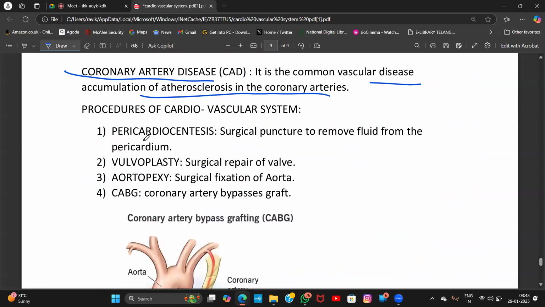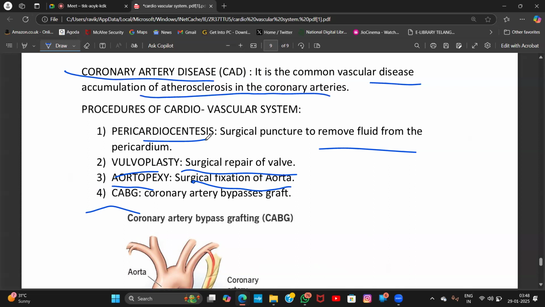Next one. Pericardiocentesis. What is meant by pericardiocentesis? Surgical puncture to remove the fluid from the pericardium. Pericardium is nothing but the outer layer of the heart. Valvoplasty. Plasty is nothing but surgical repair. Surgical repair of a heart valve is called valvoplasty. Aortopexy, surgical fixation of the aorta. The surgical fixation of the aorta is called aortopexy. And CABG. What is meant by CABG? Coronary artery bypass graft.